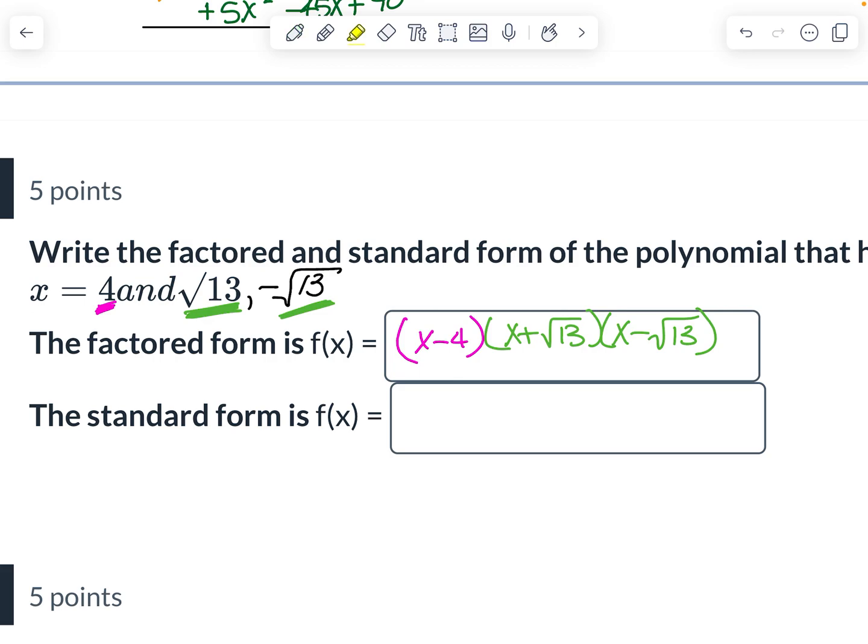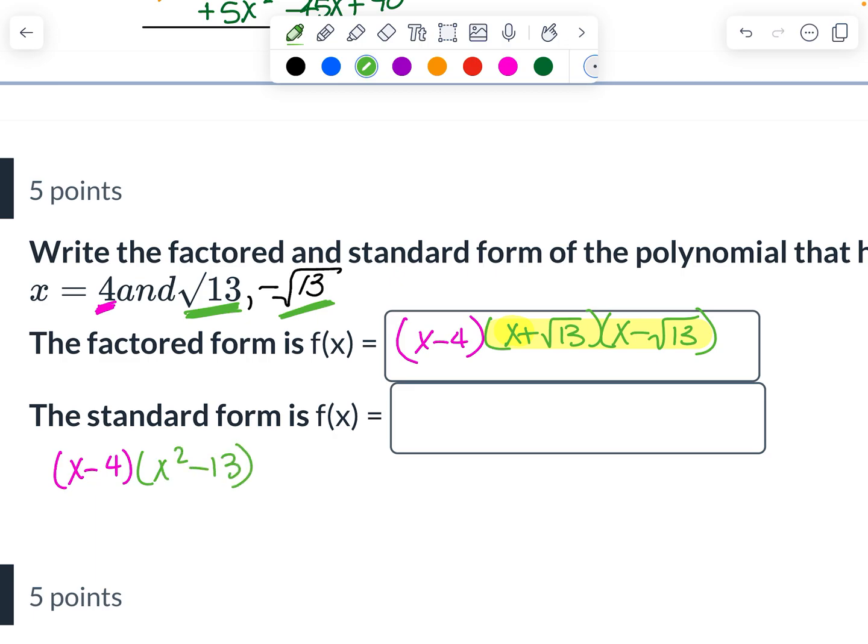Okay, so then if you jump in and you decide that you are going to multiply these two things together, what you're going to have is you're leaving the first one alone. And so you have x minus 4. And when you multiply those together, you're going to have x squared minus 13.